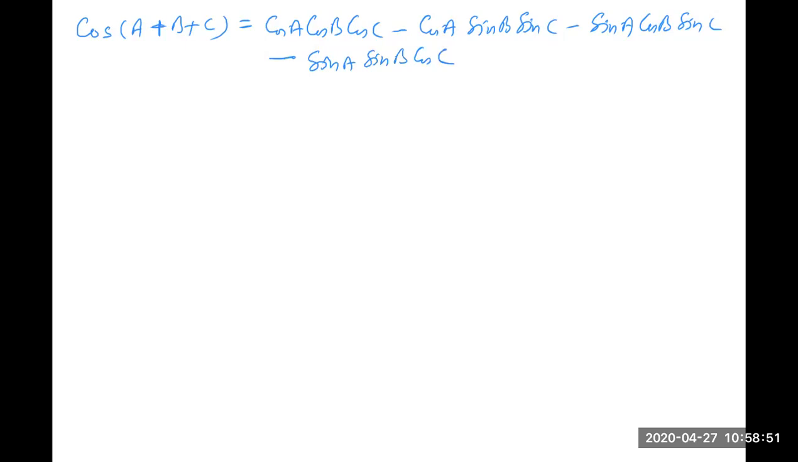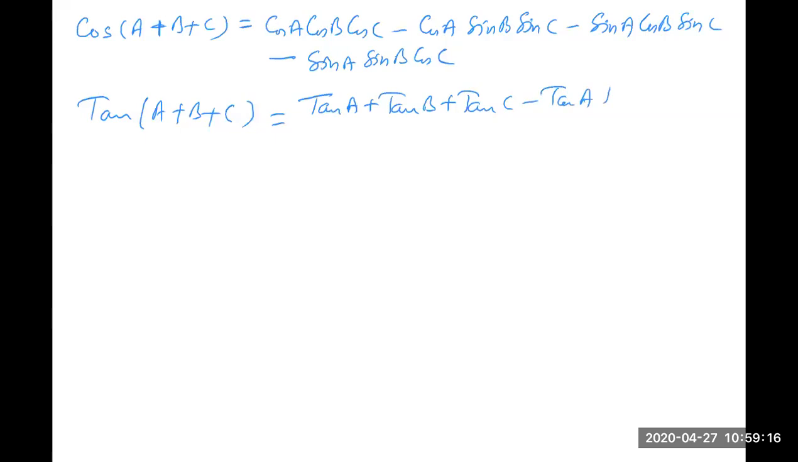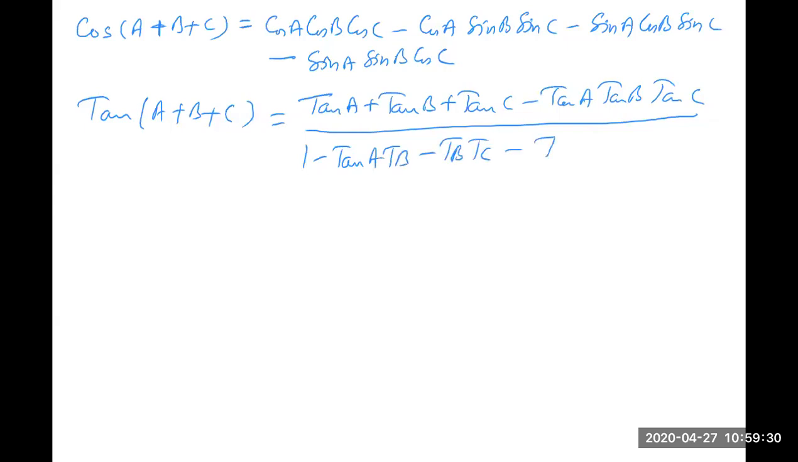And similarly, we have a simple formula for tan. Tan(A plus B plus C). For the time being, you can see the formulas and solve the problems. Tan(A plus B plus C) is equal to tan A plus tan B plus tan C minus tan A tan B tan C, upon 1 minus tan A tan B minus tan B tan C minus tan C tan A.